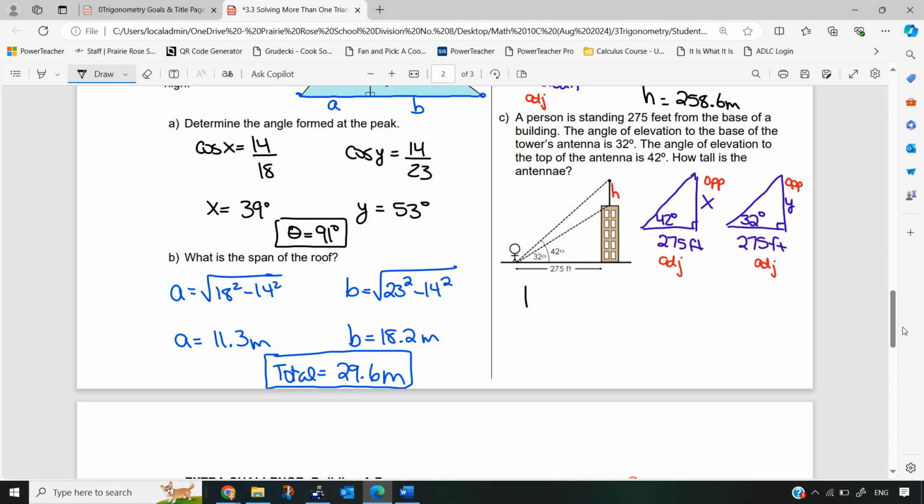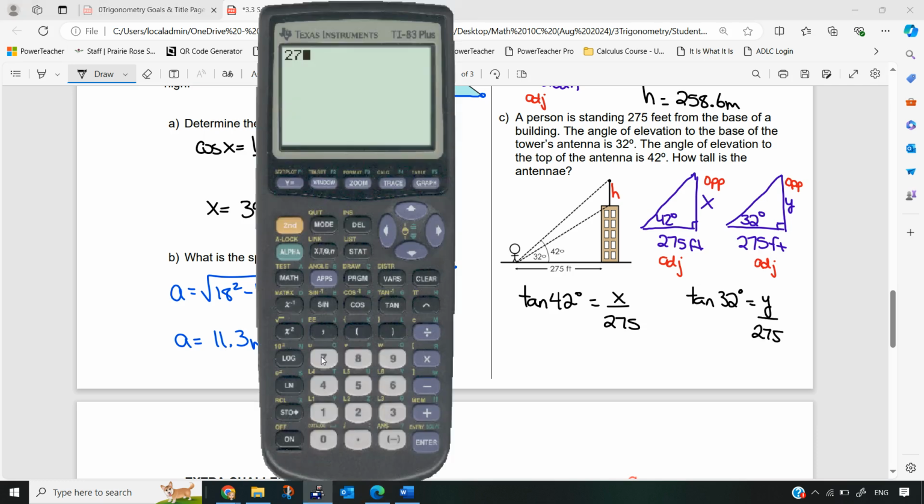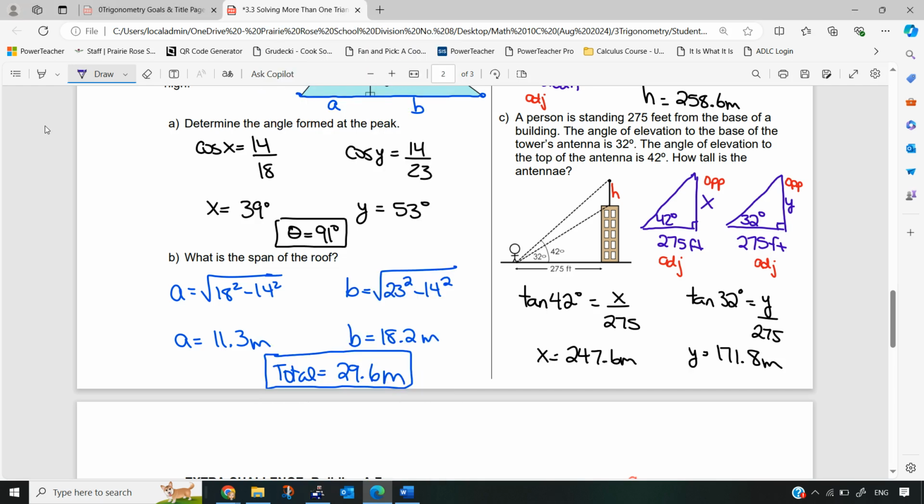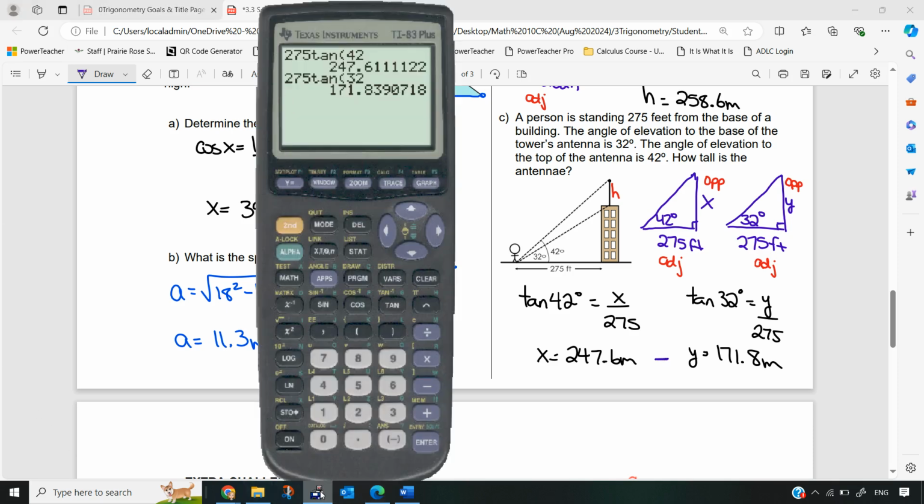So setting up our ratios, we're going to have tan of 42 degrees is opposite over adjacent. And for the other triangle, tan of 32 degrees is opposite over adjacent. On our calculator, we're going to go 275 times tan of 42, and then 275 times tan of 32, and since I'm trying to determine the height of the antenna, I'm looking at the difference between these two numbers. So on my calculator, I'm going to have that 247.6, and we're going to subtract the 171, which is 75.8.